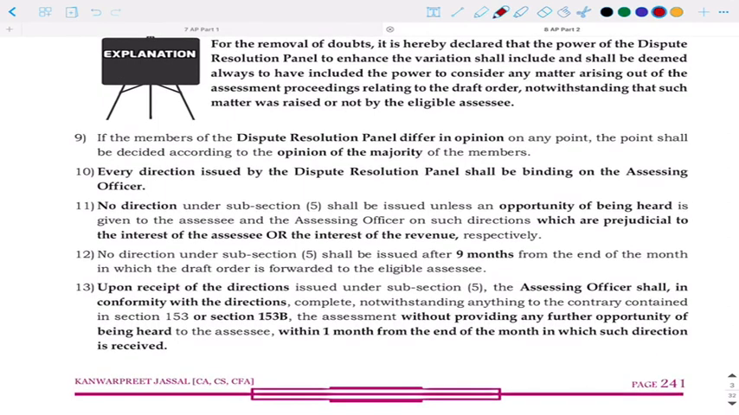Any directions, point number 11 I'm talking about, any directions given by the DRP should be done only after giving a reasonable opportunity of being heard. If it is prejudicial to the SSE, he should be given an opportunity of being heard. If it is prejudicial to the interest of the revenue, then the department should be given an opportunity of being heard.